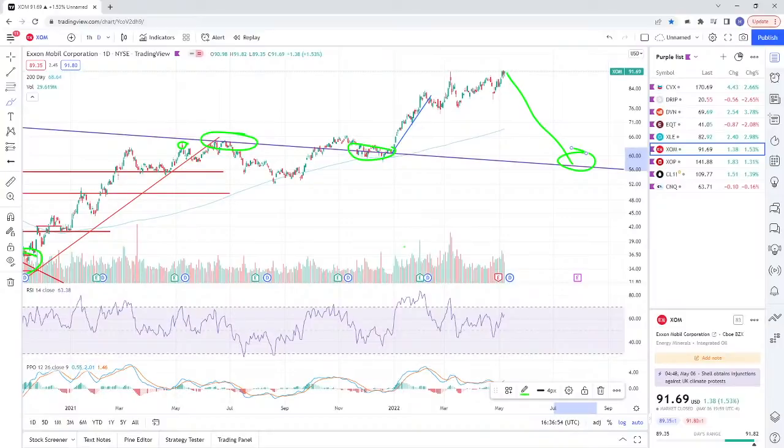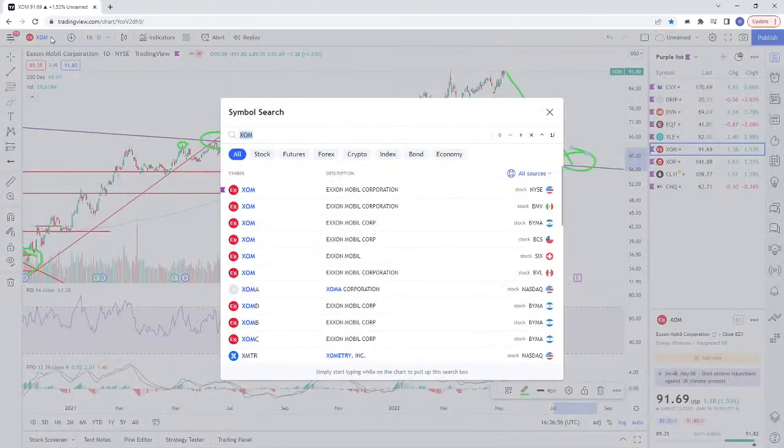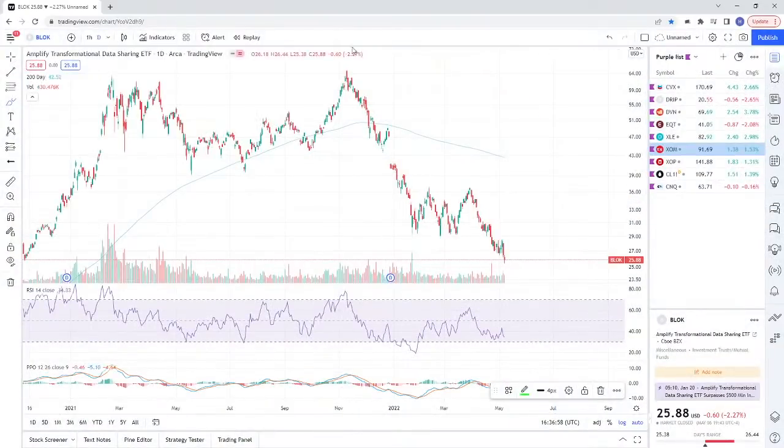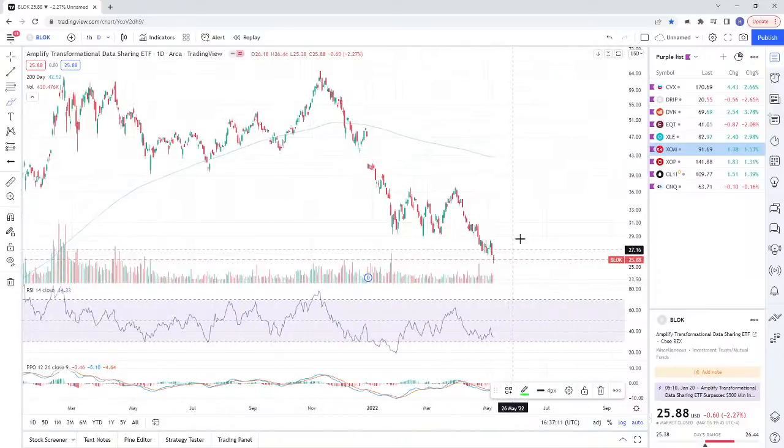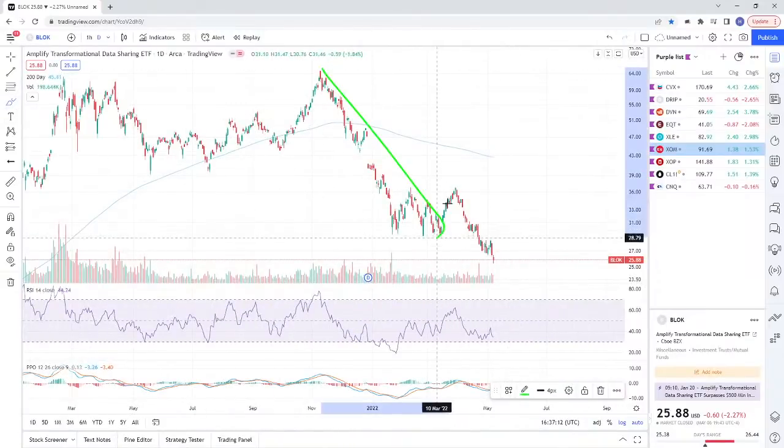Block and AMZA. Well, investment trusts and mutual funds. That's what these guys do. Well, look, I mean, it's in a bear trend, all right? Downtrend. So that's obvious.